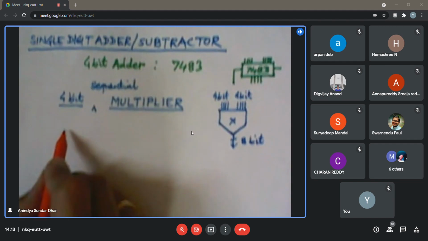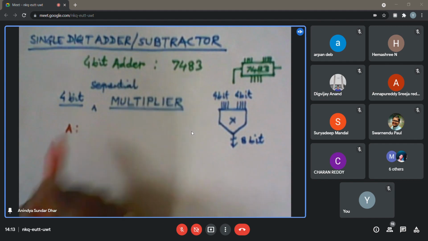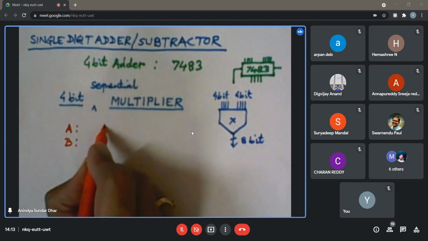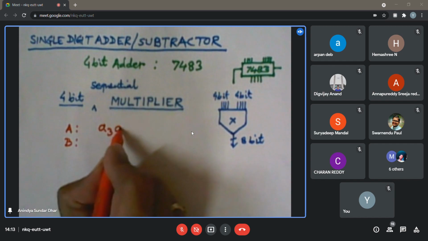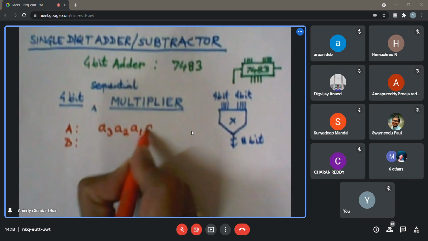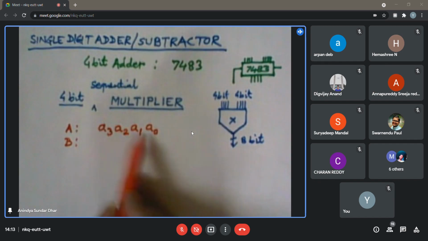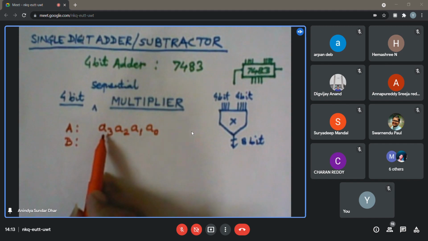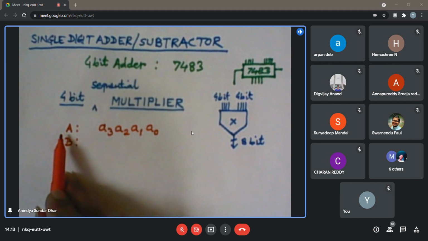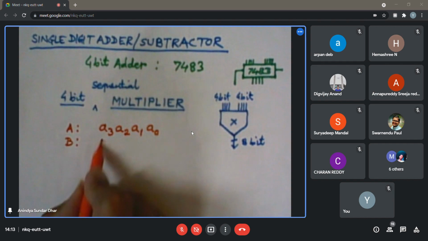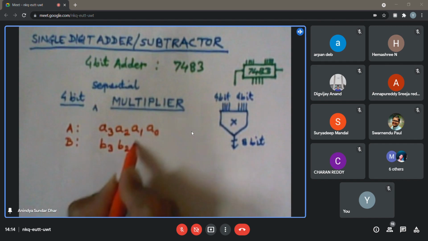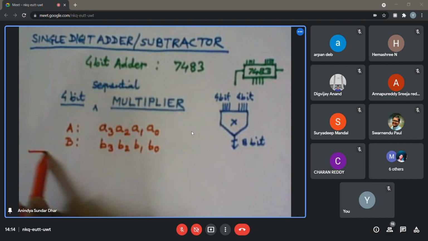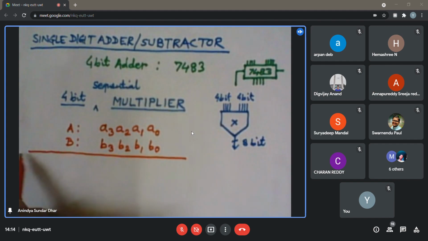So suppose I am having two 4-bit numbers. I am representing them by, say, A and B. Let us say A is represented by 4 bits, A3, A2, A1, A0, where each of these Ai is nothing but a single bit. A0 is the LSB, A3 is the MSB. I am assuming a 4-bit unsigned number. Probably you know about signed numbers. And B3, B2, B1, B0 is another 4-bit number B, which we want to multiply with A. One will be called the multiplicand, another the multiplier.